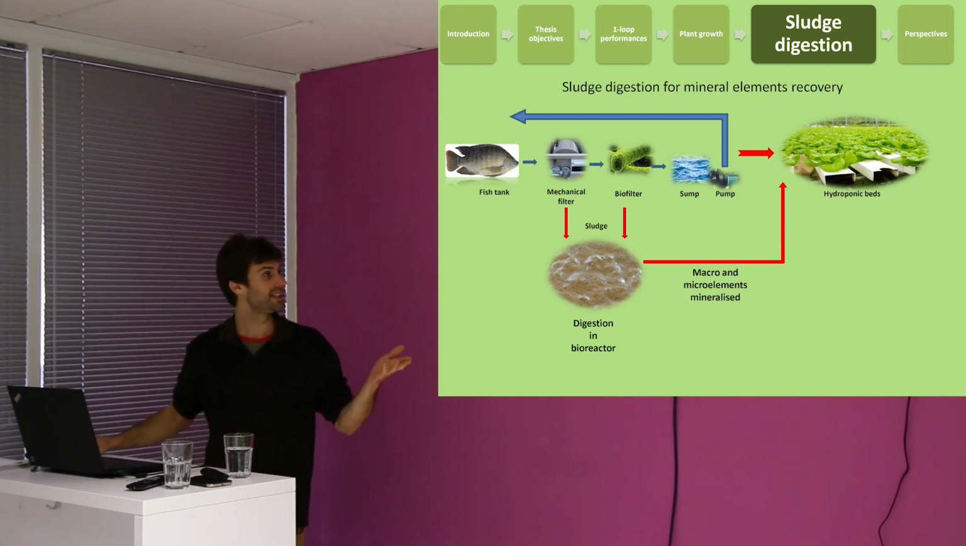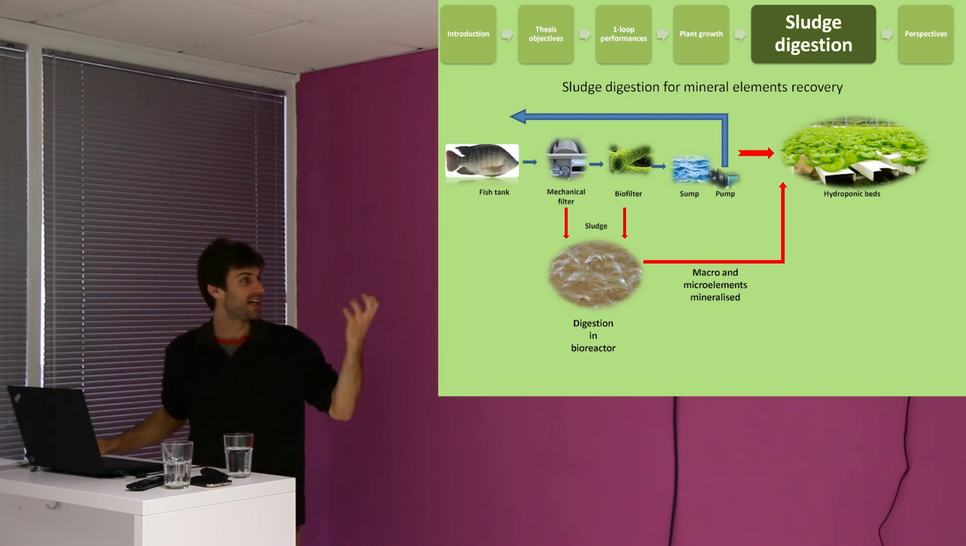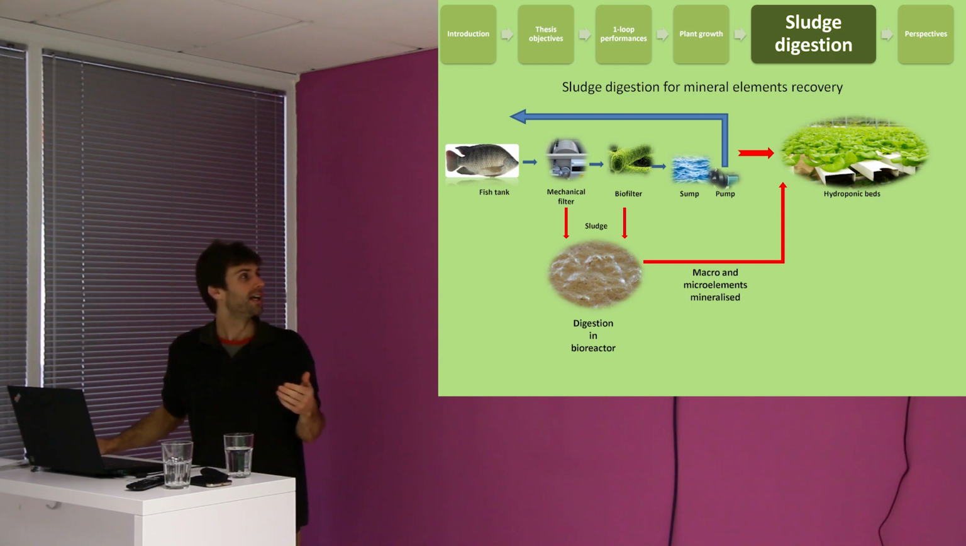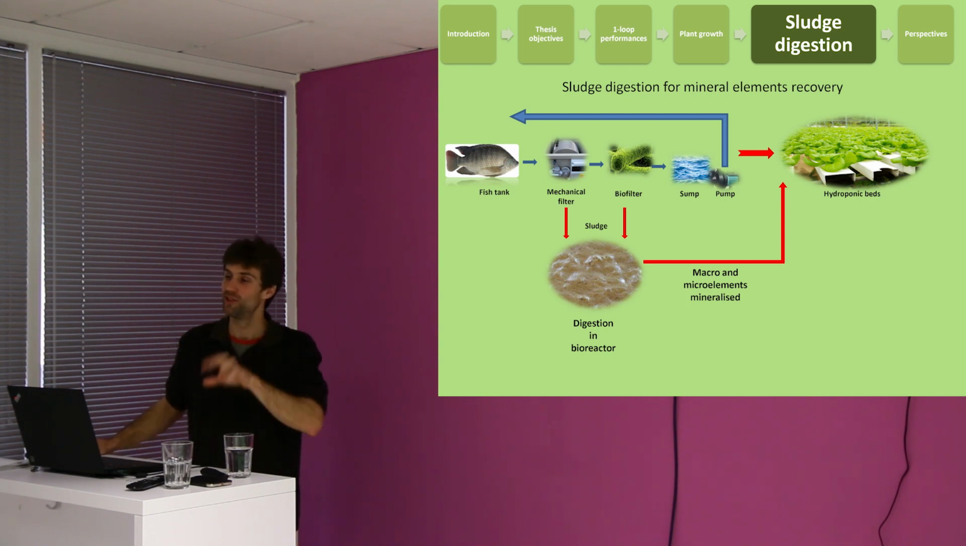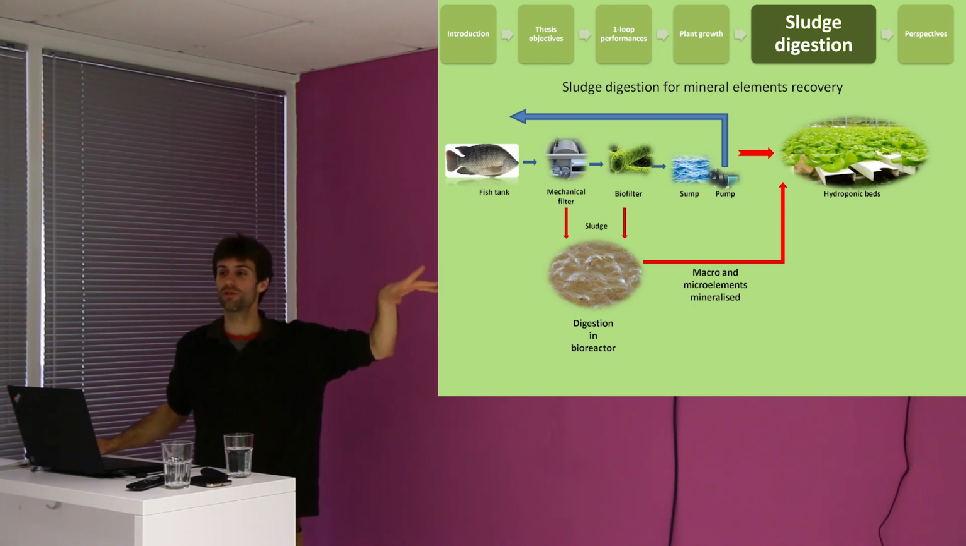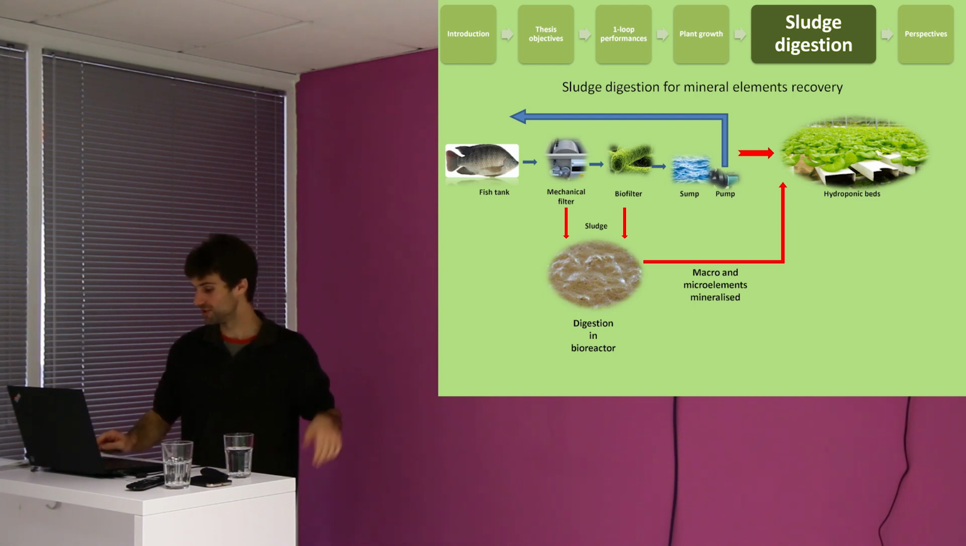So the idea is we have the sludge, we digest it, we find a way to recover the nutrients, put them in solution, and put them back in the system. Okay, and then maybe you have to modify the system. Maybe not a one loop. This is why I put the red arrow and everything. But I will go deeper into this just later. So for now we focused on sludge digestion.